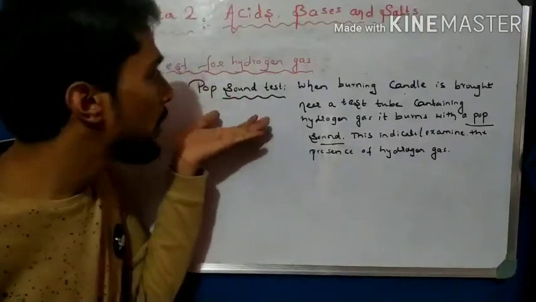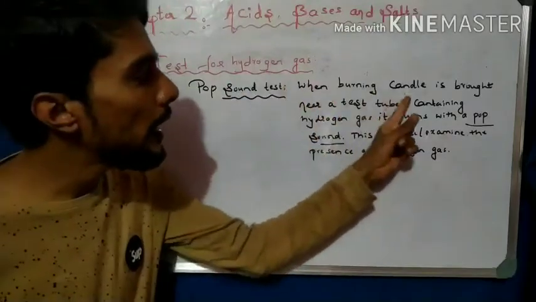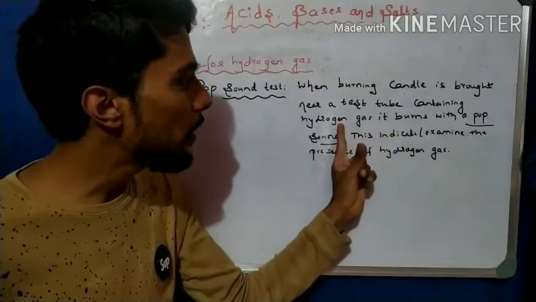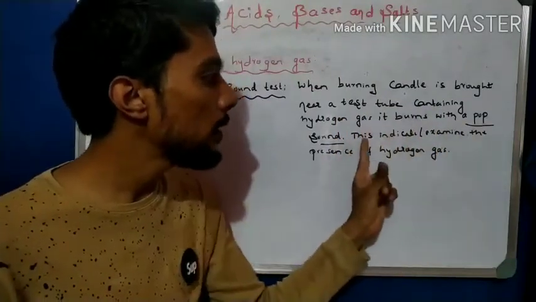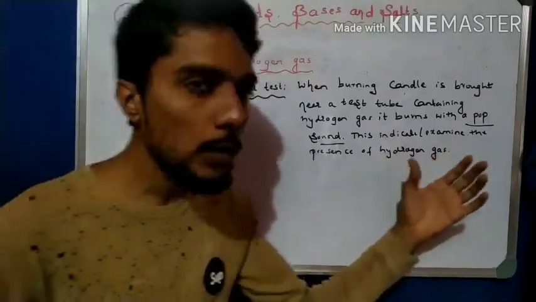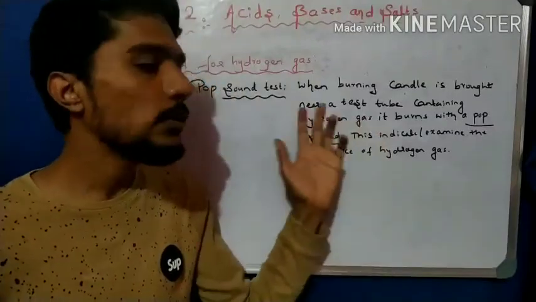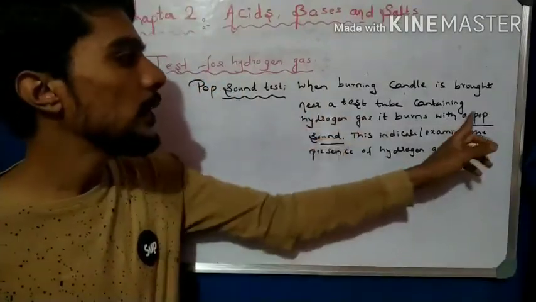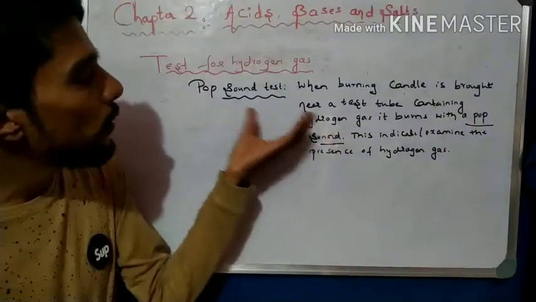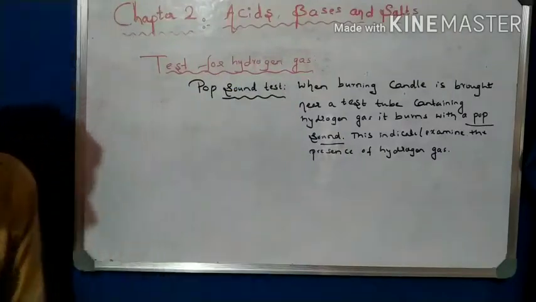First take down the test for hydrogen gas, the simple one. When a burning candle is brought near a test tube containing hydrogen gas, the hydrogen gas burns with a pop sound. This indicates the presence of hydrogen gas. If there is no pop sound, the gas is not hydrogen gas. If a pop sound is present, that is hydrogen gas. Since we hear the pop sound, it is called the pop sound test. It is nothing but the test for hydrogen gas. So write this down.